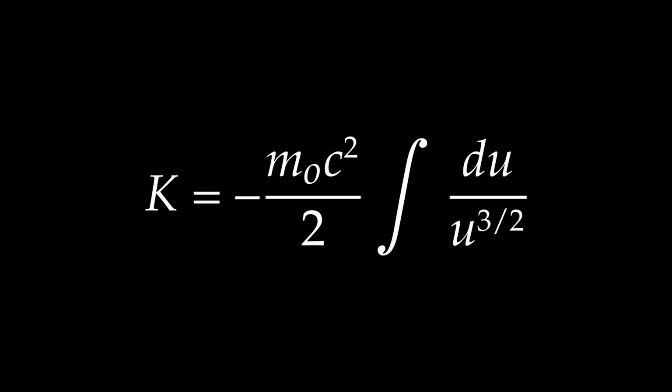Because it's an initial, so it's a constant. Right. What is the integral of 1 over u to the 3/2 power? Negative 2 u to the negative 1/2.